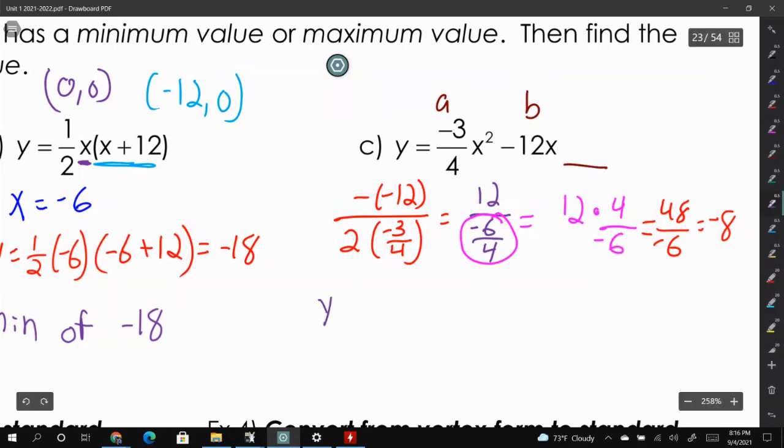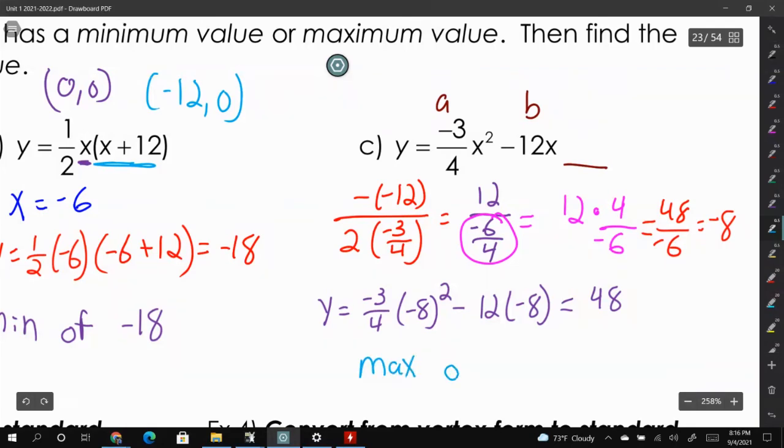So -8 is the x coordinate of the vertex. Then I will take that and plug this in, and I'm going to use my calculator that is off screen. When I do that, I get 48. Since our a value is negative, that means we have a max value. So we're going to have a max of 48.